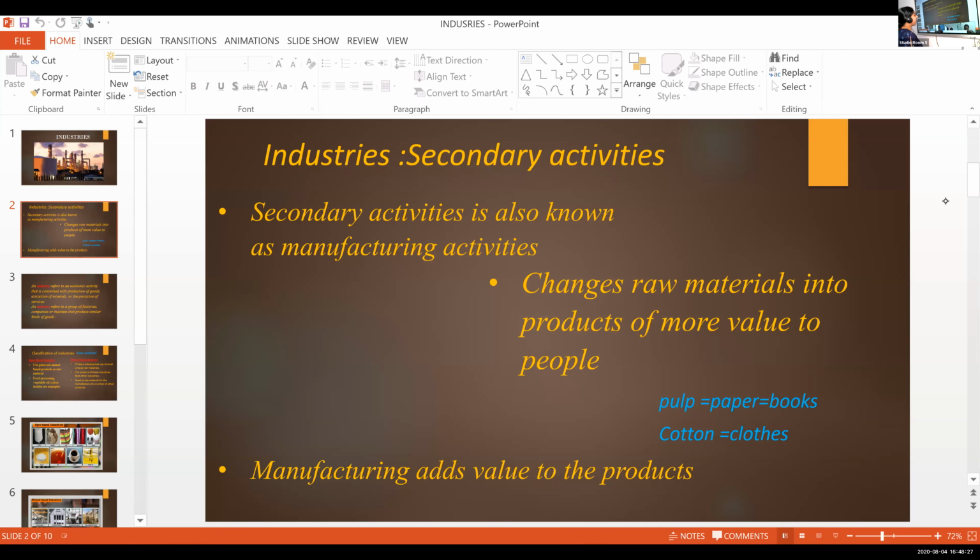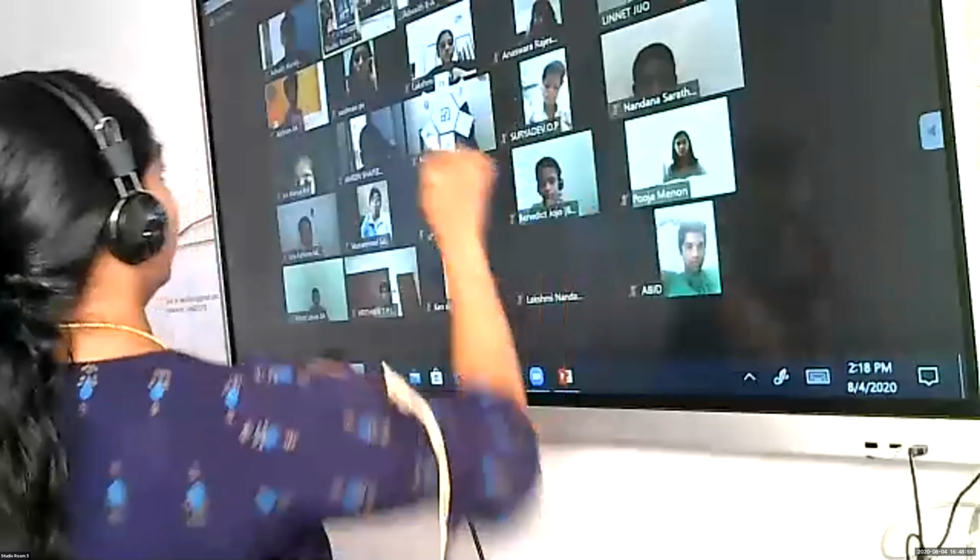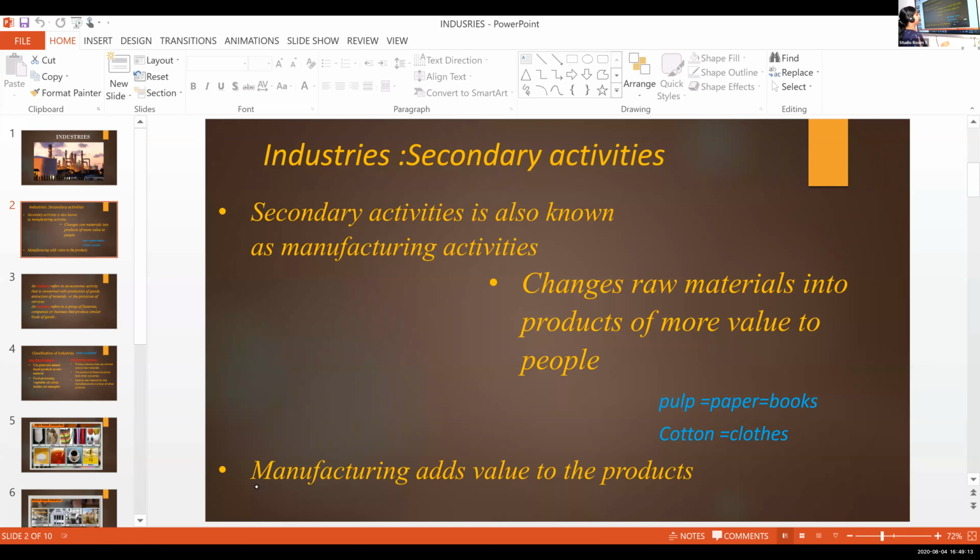Industries come under secondary activity because they are manufacturing units, production units, right? What is the definition of manufacturing? Manufacturing means production of products for sale or use.